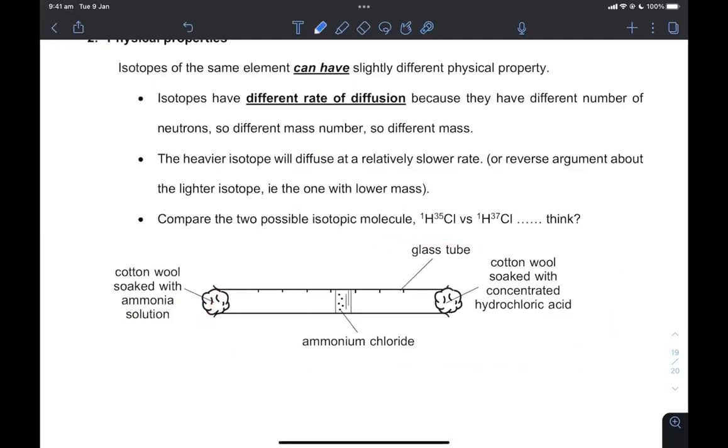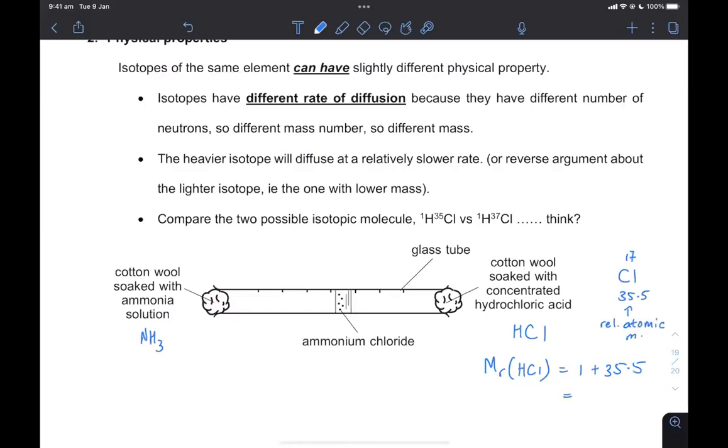You learned these already in topic 1, NH3 versus HCl. You know how to calculate the MR of HCl. That was 1 plus 35.5, because there is one atom of hydrogen and one atom of chlorine. This is the sum of the relative atomic masses in your periodic table. They give you something which they label relative atomic mass. They never ever say that that is mass number.